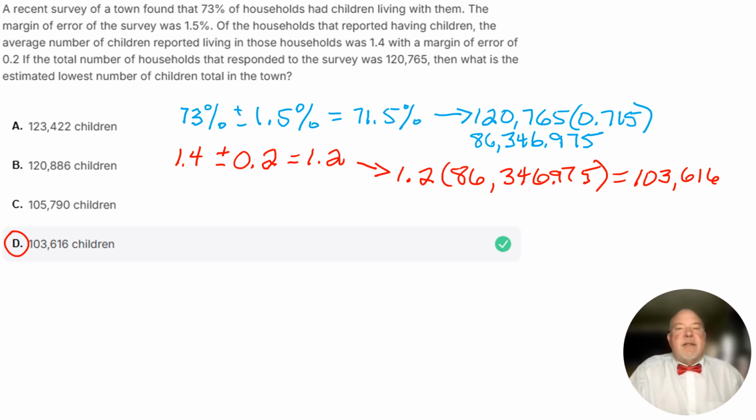All right. So again, that's a pretty tough question. Go back and watch the video again and look for some more problems that have margin of error if you need more practice with that. If they want to know just to point out, if they want to know the maximum number of children, then we would have done the same thing, but instead of using the bottom part of the margin of error, so instead of subtracting it, we would have added it on both of these. And then we could have found the maximum number of children in that town.